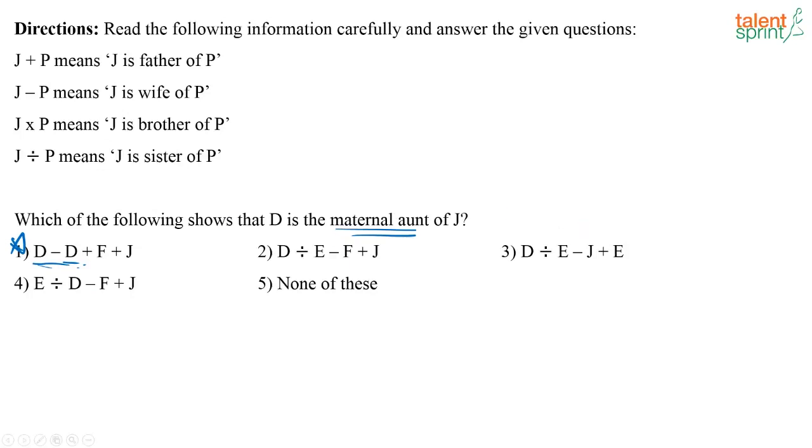Let us now just look at the generation gap. Okay. So, I have to see the relationship between D and J, right? So, what does D divided by E mean? It means D is the sister of E. So, here the generation gap is 0.